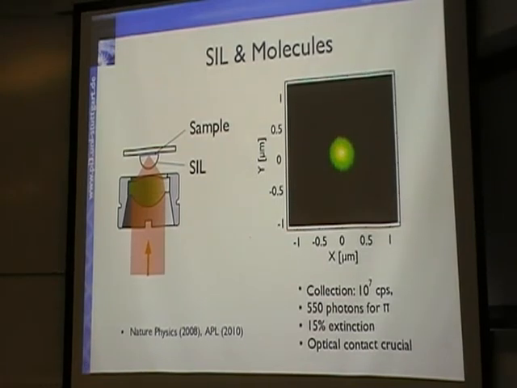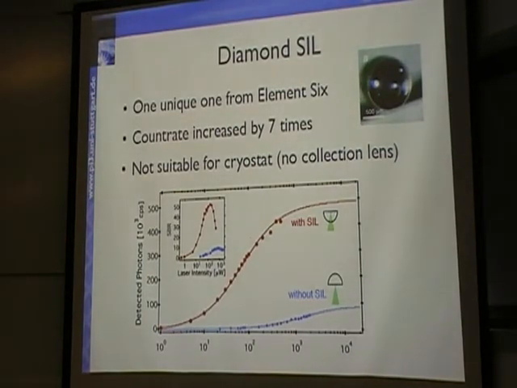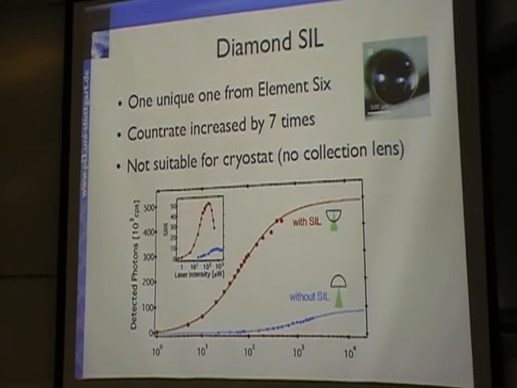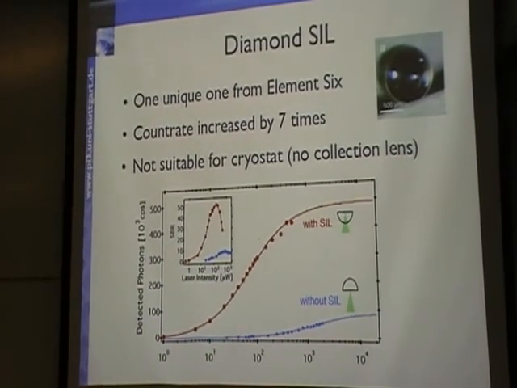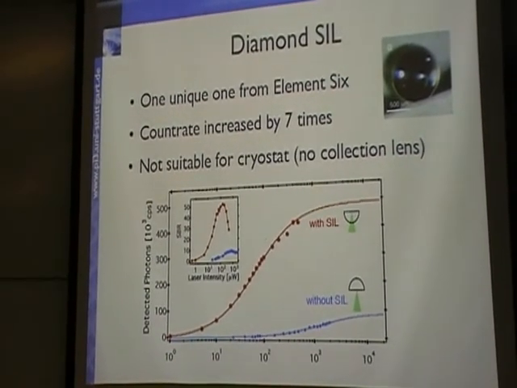So this also works in diamonds. There was one unique solid immersion lens made entirely of diamond, from Element Six. We received this one day with FedEx, and it is a pretty tiny object, so you handle it with tweezers. And I would say there were about 5 occasions where it was lost in the lab somewhere.